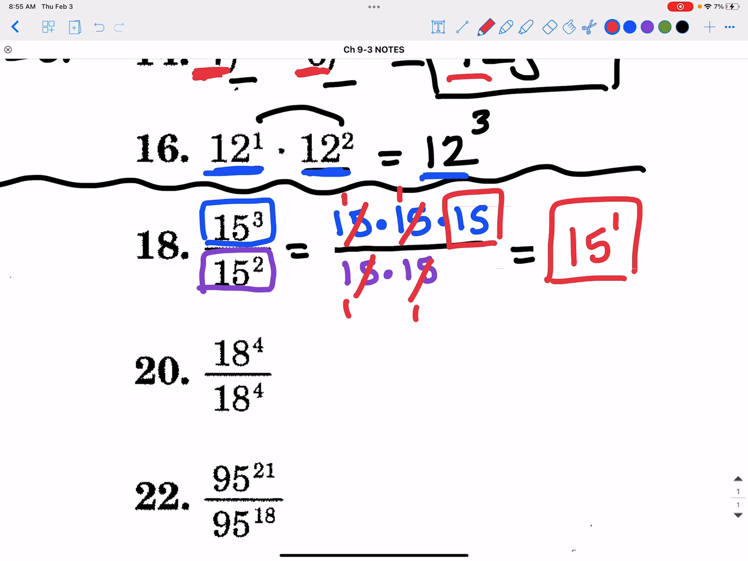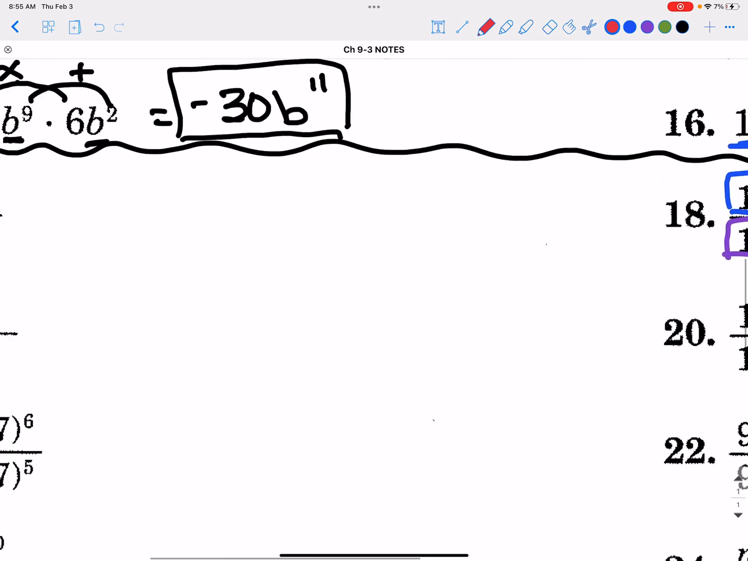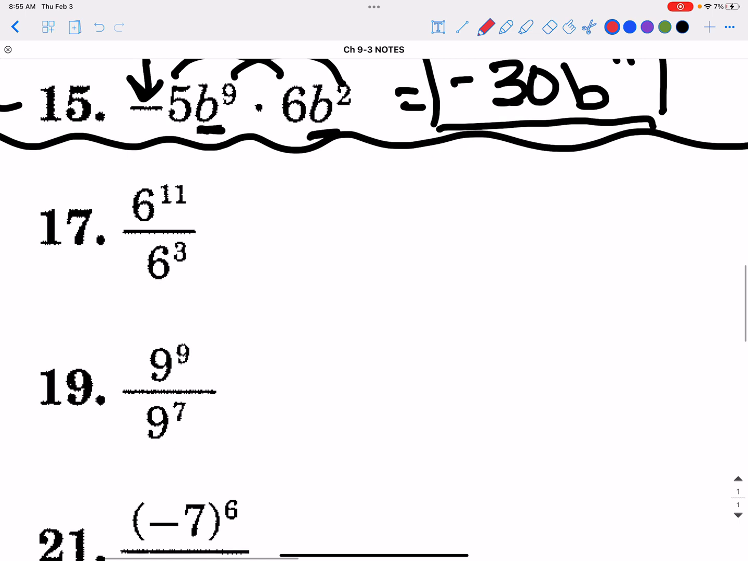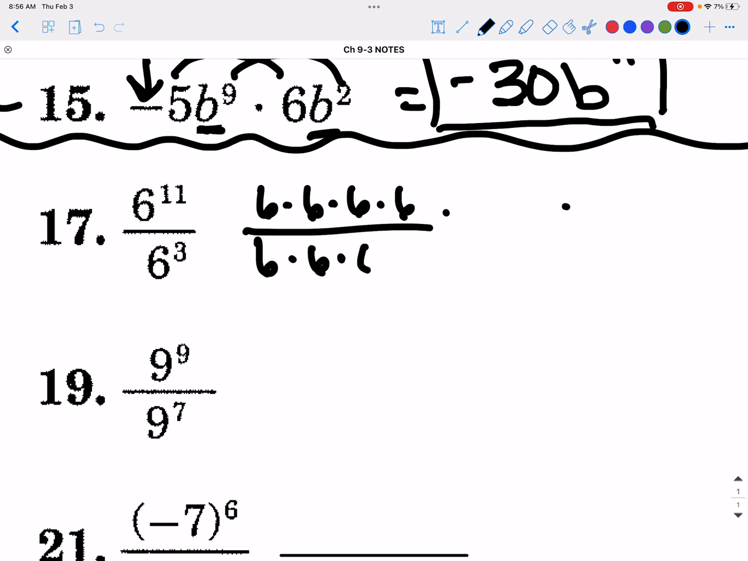And the reason I jumped to that one over this one is because who wants to write out 11 times, all right, and I'm just going to start it. Of course, I'm going to erase it. 6 times 6 times 6 times 6, blah, blah, blah, 11 times, right? I don't want to do that. And then underneath, 6 times 6 times 6, and then I'd have all these 6's up here. You don't have to do all that, okay?